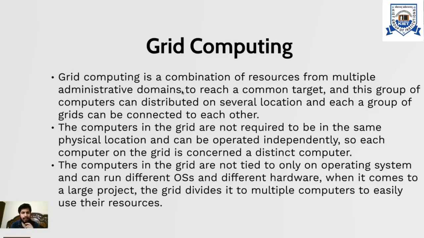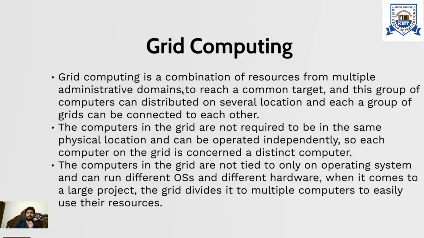So the computers in the grid are not required to be in the same physical location. That's what I wanted to say: in cluster computing it was required that all computers must be in very close proximity. They must be in a LAN. But in grid computing they need not be in close proximity. They can be operated from a remote location. So the computers in the grid are not required to be in the same physical location, and they can be operated independently.